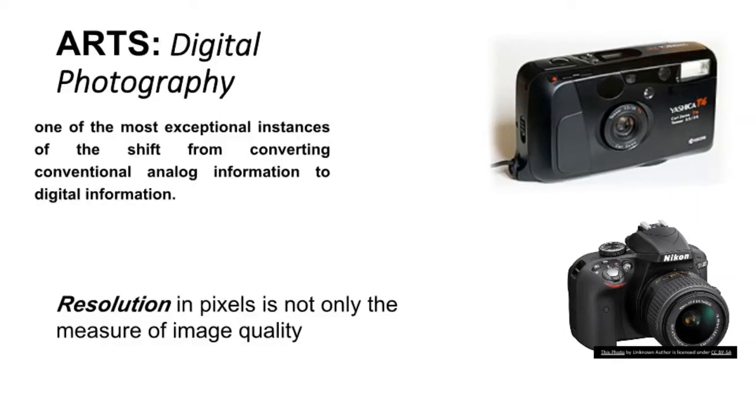Digital photography is one of the most exceptional instances of the shift from converting conventional analog information to digital information. The quality of a digital image is a composite of various factors, many of which are like those of film cameras. Pixel count is only one of the major factors. Resolution in pixels is not the only measure of image quality. A larger sensor with the same number of pixels generally produces a better image than a smaller one.